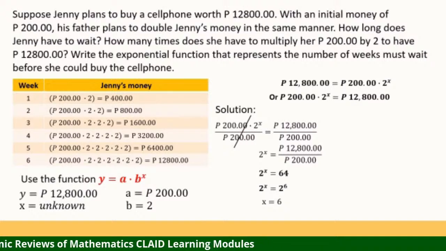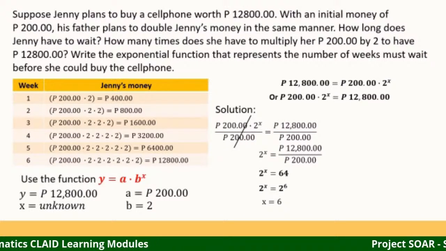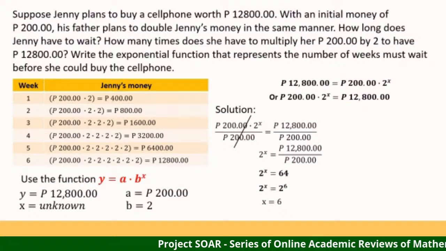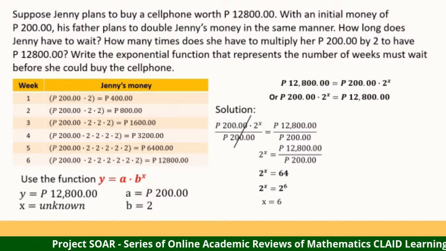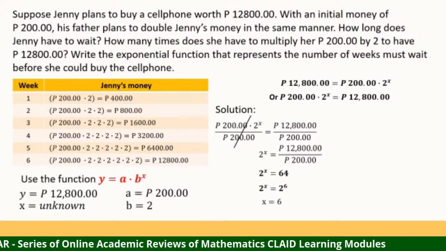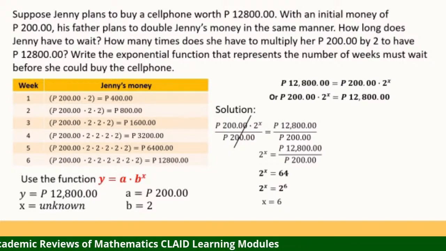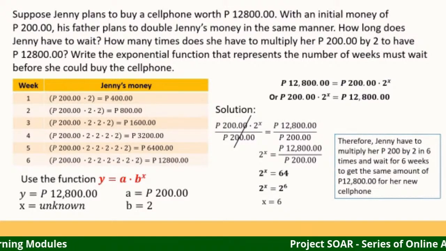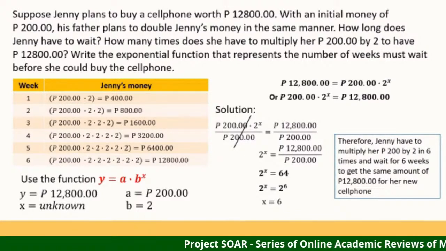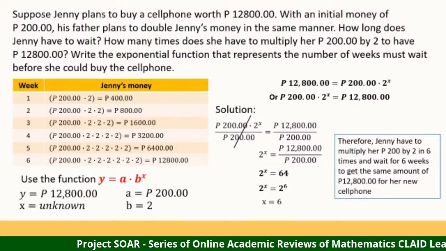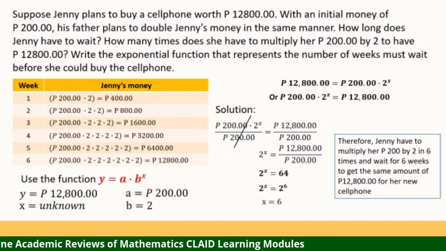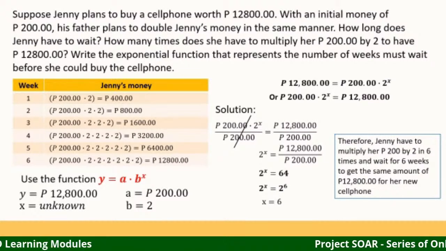Again, ano ba yung x natin? Sa kaninang ni-represent natin, ang x is the number of times she has to multiply her 200 pesos by 2. So, lumabas dito ay meron tayong x is equal to 6. Ibig sabihin, we conclude that Jenny has to multiply her 200 pesos by 2 in 6 times and wait for 6 weeks to get the same amount of 12,800 for a new cell phone.